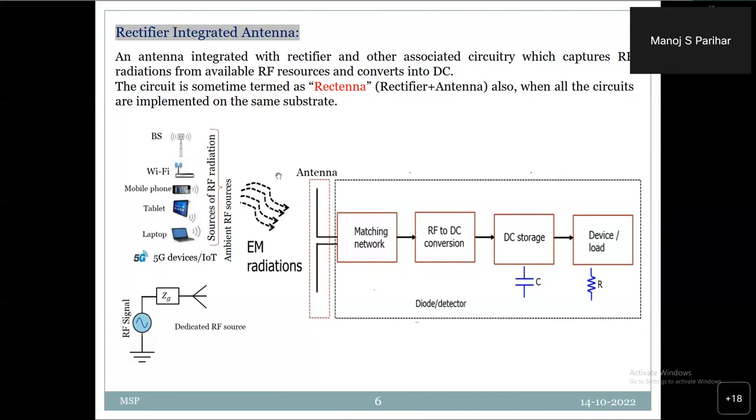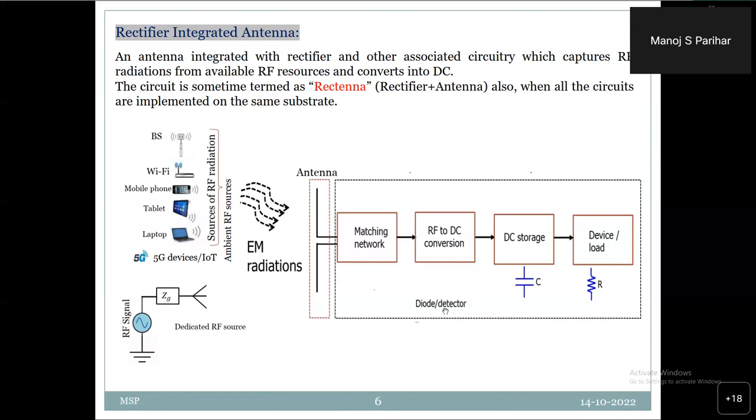We can have RF energy from the base station or from a Wi-Fi terminal, from a mobile phone, tablet, laptop, or more recently from 5G devices or IoT. These are already available resources in abundant amounts. Then we can have a dedicated RF source, a fixed dedicated RF source to power your rectifier system. These are easily available, but there's uncertainty over the strength or availability of the signal. So a dedicated RF source can continuously transmit RF energy to the receiving antenna to convert into DC.